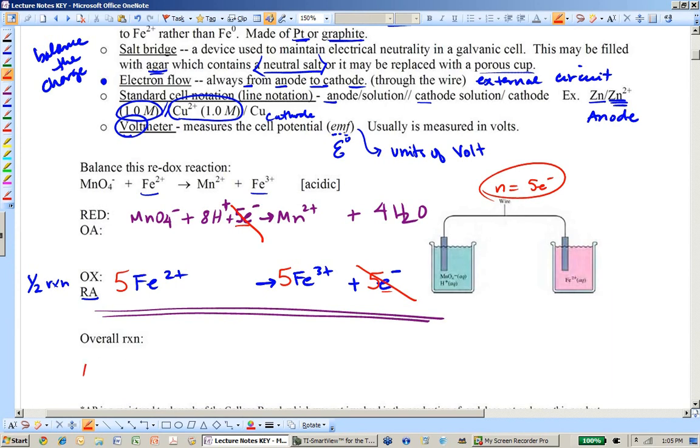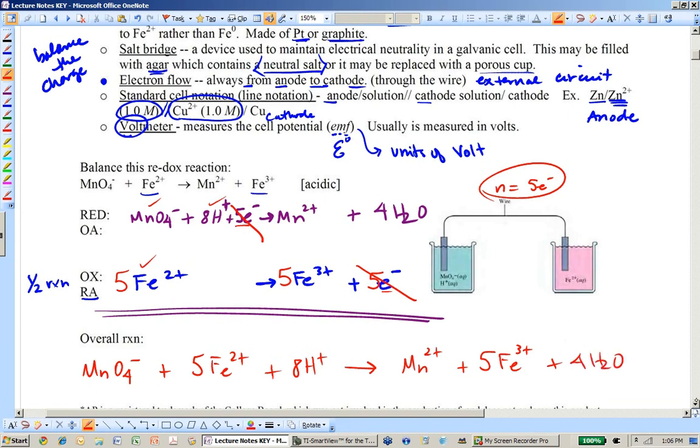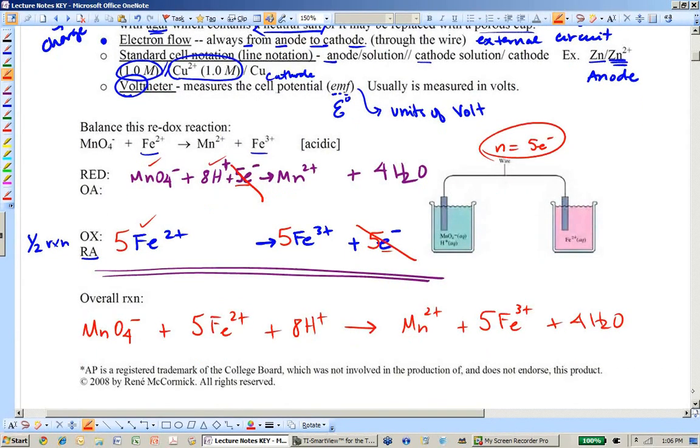So my overall reaction is going to be the permanganate ion, which I remind you is purple in solution, plus 5 Fe2+ ions, plus 8 H+ ions. I think I got it all. Time for an arrow. It's going to go to Mn2+ ion, plus 5 Fe3+ ions, plus 4 waters. And now I know in first year, maybe even earlier in this year, you were taught to make a little checklist of I have 1 Mn on each side, I have 4 O's on each side. You don't have to do that. I'm just telling you, if the charge balances on the left and the right, you're done.